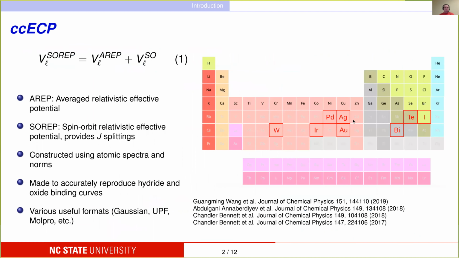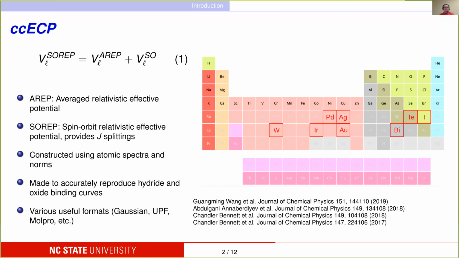So, effective core potentials are a valence-only replacement for all-electron calculations, freezing or removing inner shell electrons, which do not play a vital role in the atomic gaps, and seek to remove the Coulomb singularity. There are two major classes of effective core potential that we will talk about today. Those are the average relativistic effective potential, or AREP, which reproduces scalar relativity, and the SO-REP, or spin orbit relativistic effective core potential, which provides J splittings.